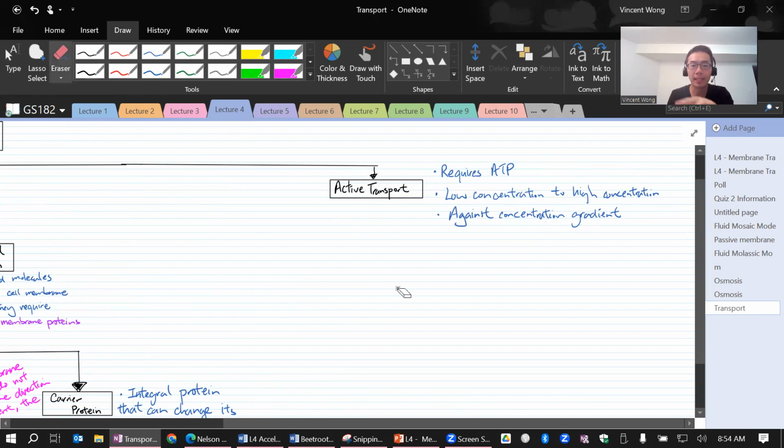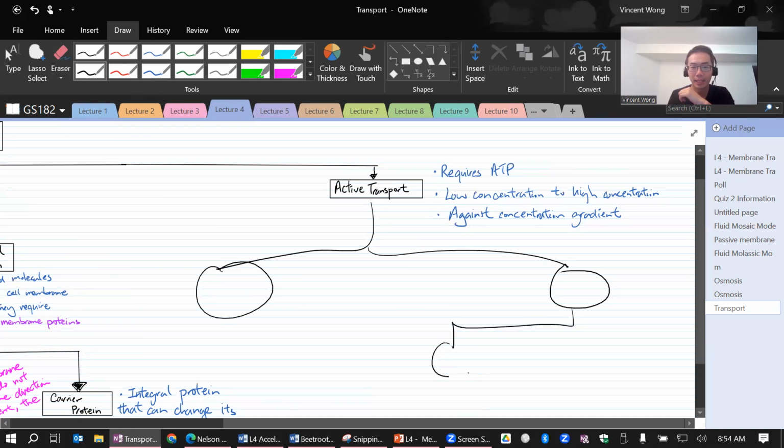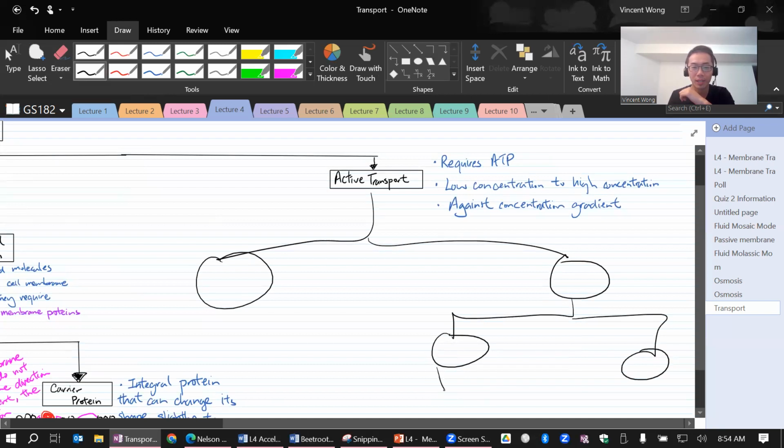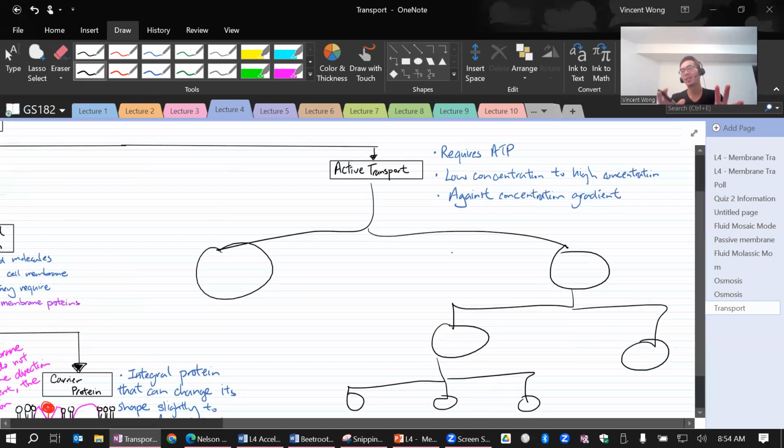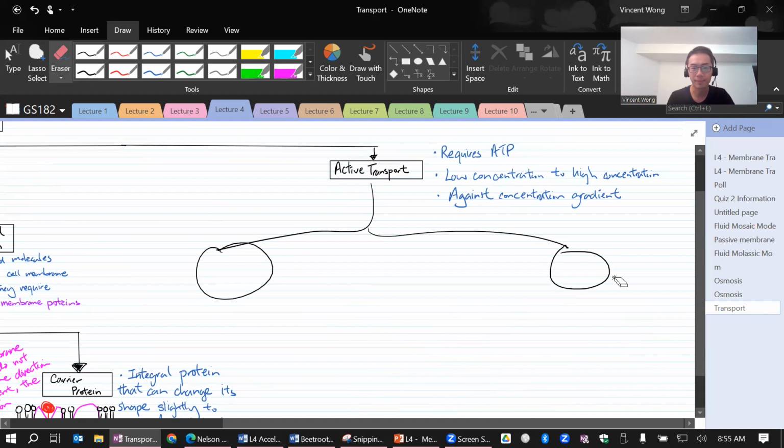Now, for those of you who are planning the space, it's gonna look something like this. I'm gonna have one thing here, and then one thing here, and that one thing will have two things, and then one of the two things will have three things. So that's where we're going. Plan your space accordingly. Get a second piece of paper if you need to.